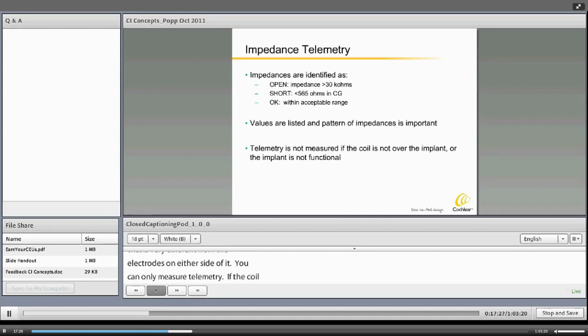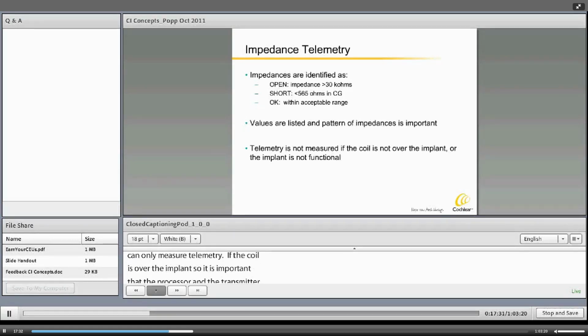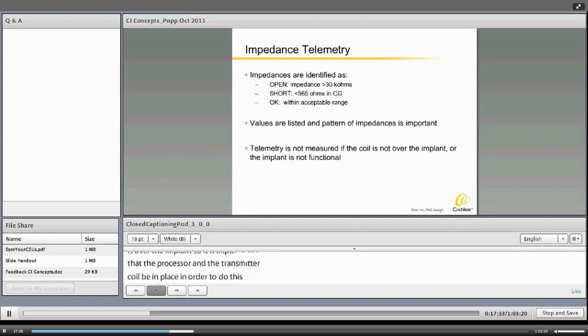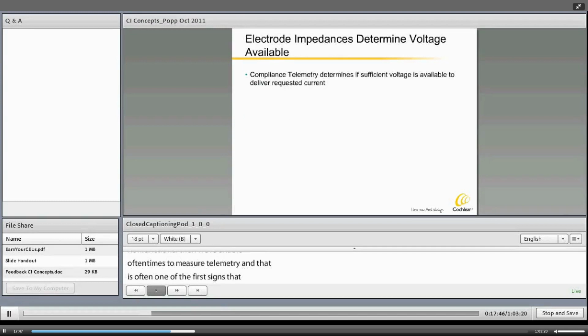You can only measure telemetry if the coil is over the implant. So it is important that the processor and the transmitter coil be in place in order to do this measurement. If an implant is non-functional, then we are often unable to measure telemetry, and that's often one of the first signs that there's a problem with a device.